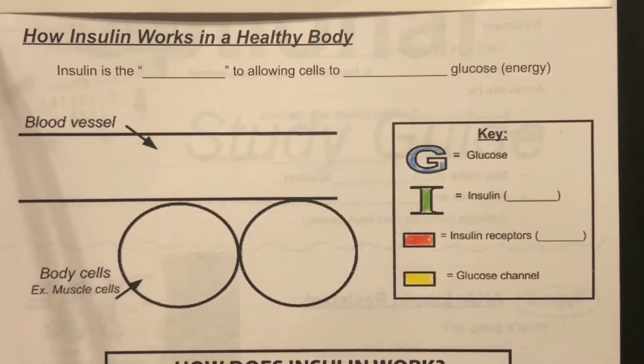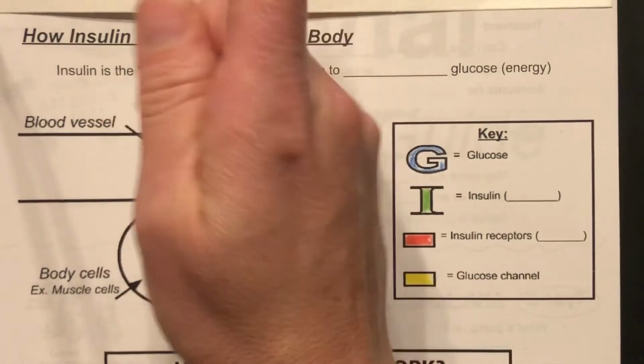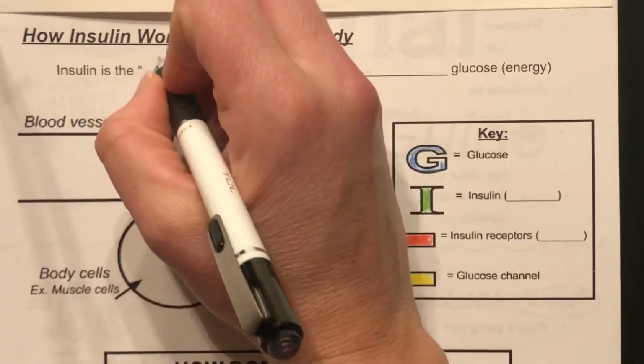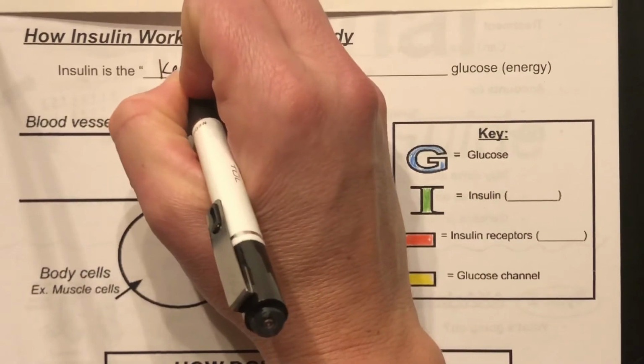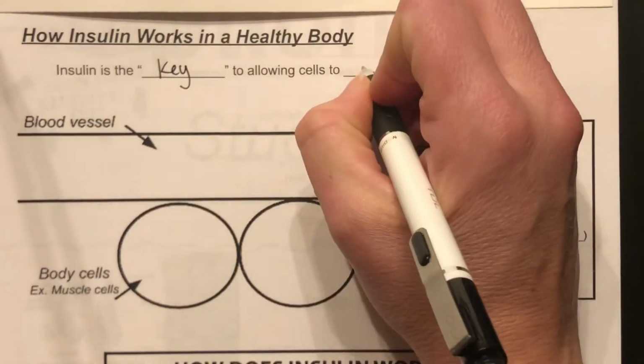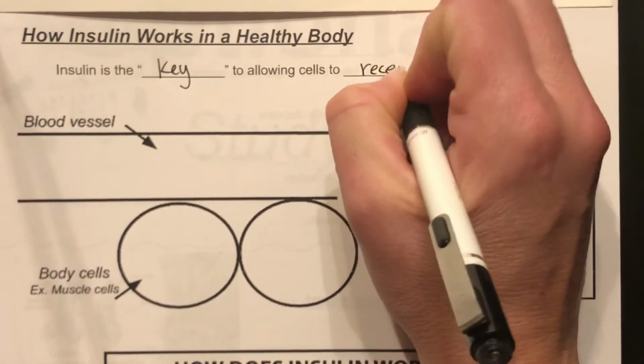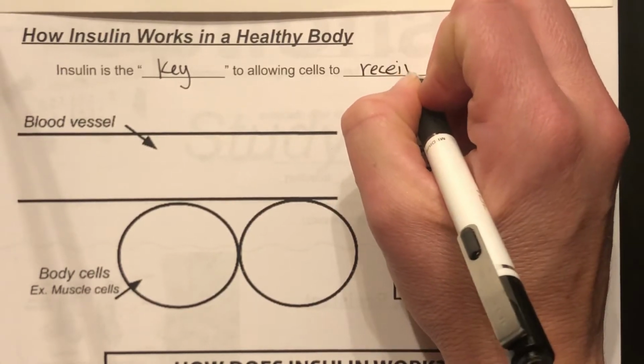So basically, we need insulin made by our pancreas because it acts like a key which opens up our cells, allowing them to receive glucose. Why is glucose important? It's the fuel that our cells need.